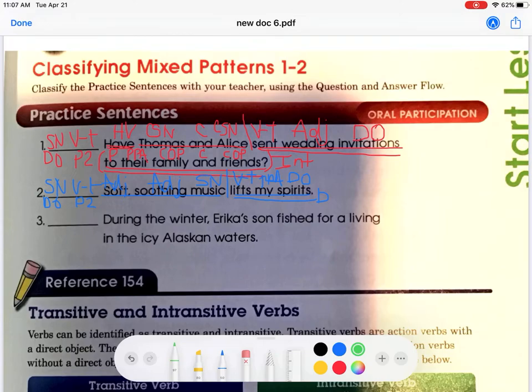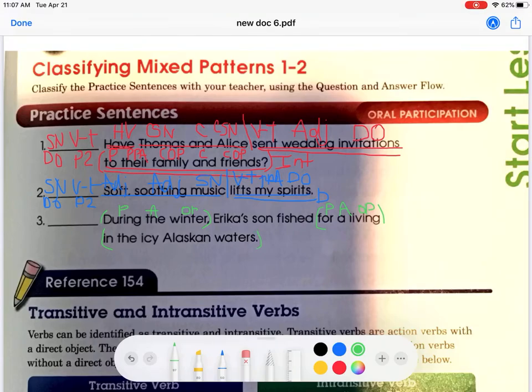All right, last one. During the winter, Erica's son fished for a living in the icy Alaskan waters. Prepositional phrases, we actually have quite a few. So first, during the winter. During is a preposition. Winter is object. The is article adjective. For what? For living. Here's another prepositional phrase. The is an article adjective. In what? In the icy Alaskan waters.